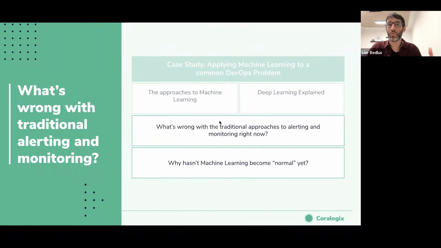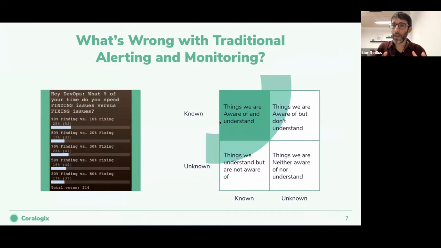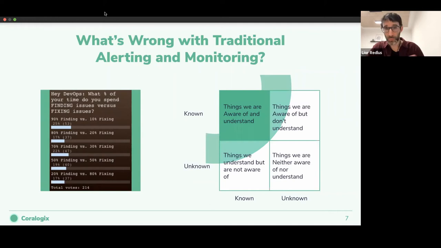On the right side you can see that we can only imagine the known knowns, only things that we are aware of and that we understand. We can write a rule that will trigger whenever this happens. But we're missing almost three quarters of everything else. We're missing the things that we are aware of but we don't actually understand, so we don't know how to write the right rule there. And we're also missing, of course, the unknown knowns, things that we may understand if we look into them, but we're not aware that they're actually happening. We are completely missing a lot of things here.